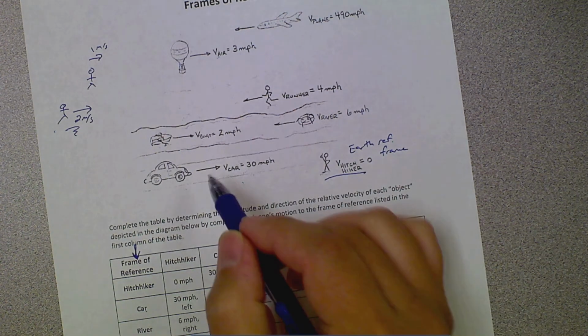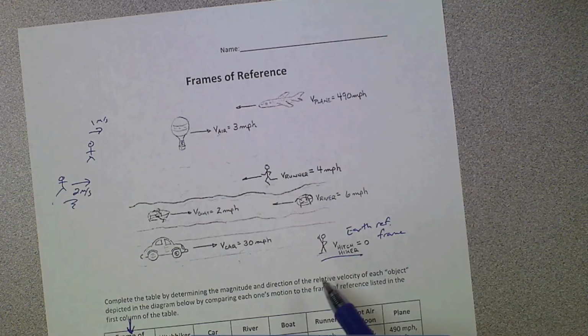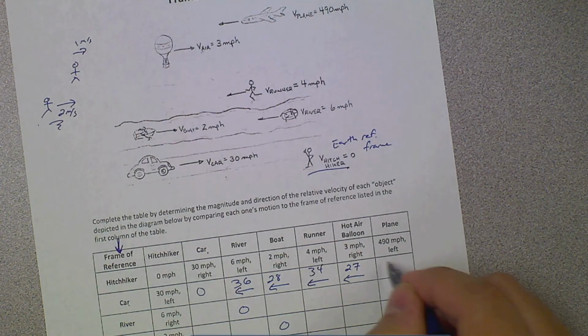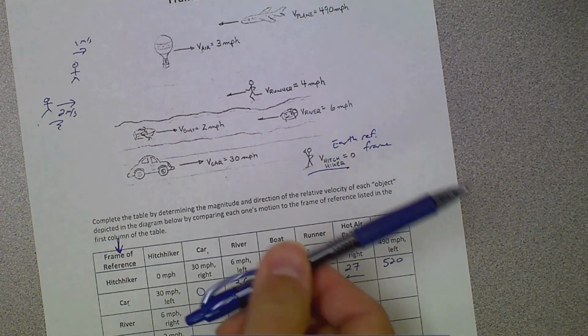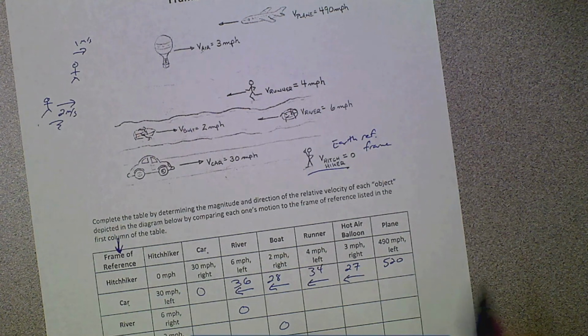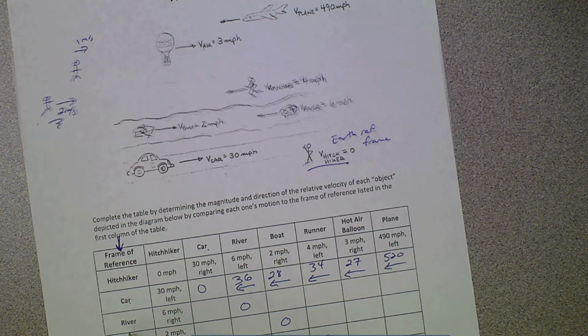And if you're in the car looking at the plane, they're going opposite. So it's going to look faster. So 490 plus 30 is 520. And again, if you're in the car watching the plane, you turn your head this way to see it. So there's the first row. Okay. You try the second row for the river.